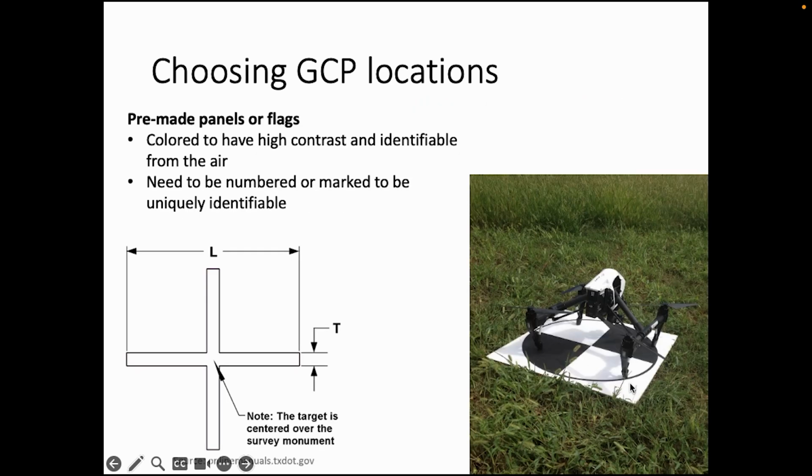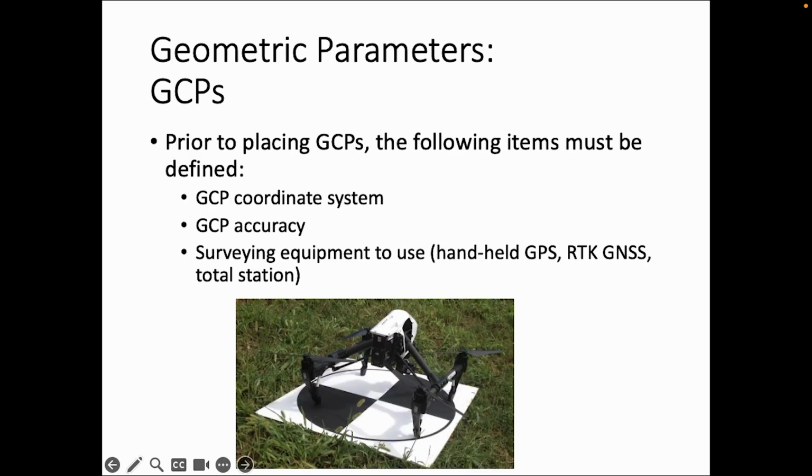Otherwise, you can use GCP flags, and this is very common. They're colored to have high contrast, identifiable from the air. They need to obviously be numbered or marked to be uniquely identifiable. If you're looking at a photo, you want to know which flag you were looking at. And you're going to take the GPS coordinates of the center point of this flag. And so that's how you're going to get the position of these GCPs. And again, you're going to want to define in advance the coordinate system that you're going to use, what accuracy you're going to aim for, and what surveying equipment you're going to need to use to get that accuracy.